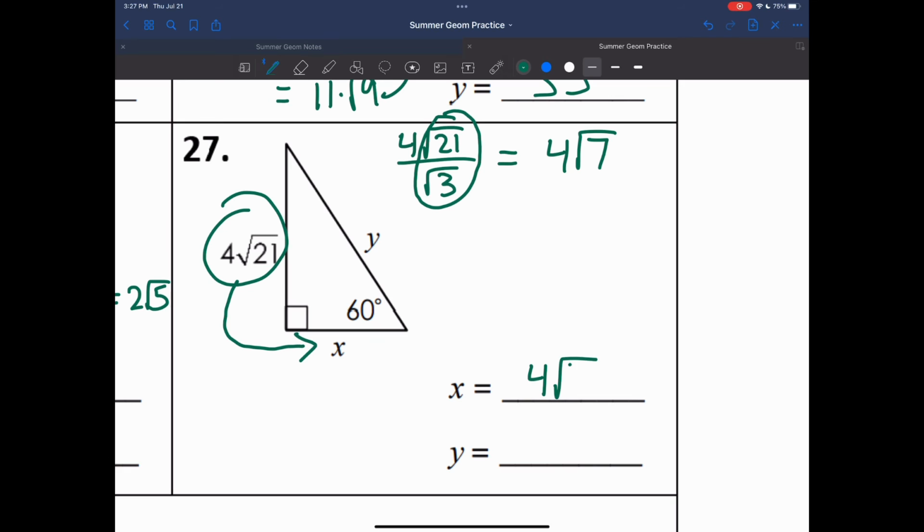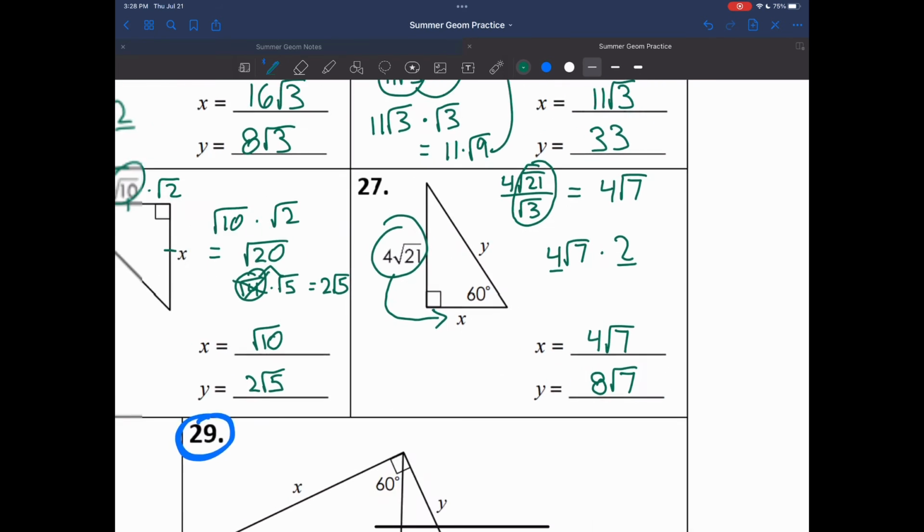4 square root 7. Okay, and then from the short leg to the hypotenuse, we multiply it by 2. So what is 4 square root 7 times 2? Well, you're really just multiplying those together and you're going to get 8 square root 7. That's it for that one.